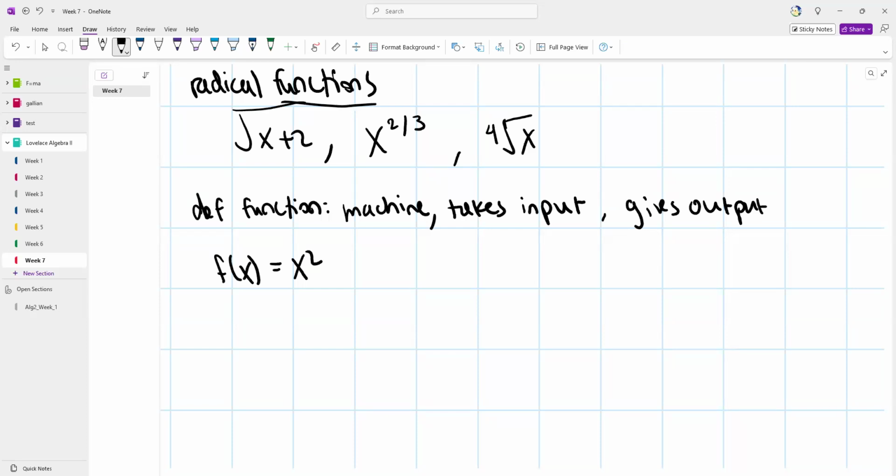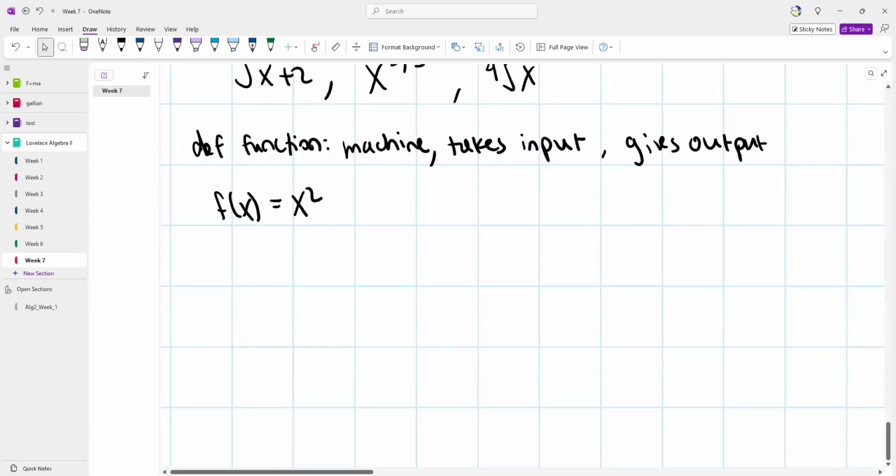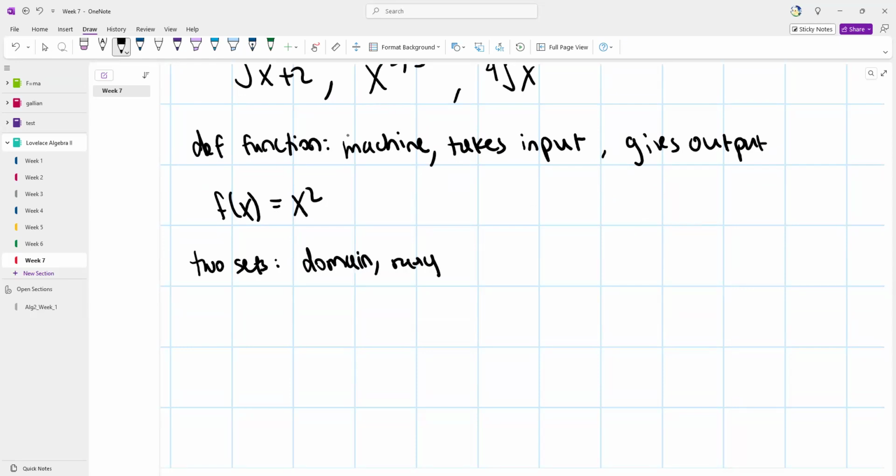And if we want to look at it rigorously, then the definition is that you have two sets, the domain and the range, and the function maps each element from the domain to one unique element of the range.